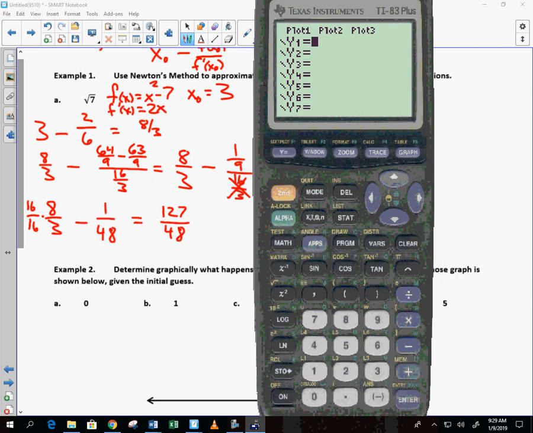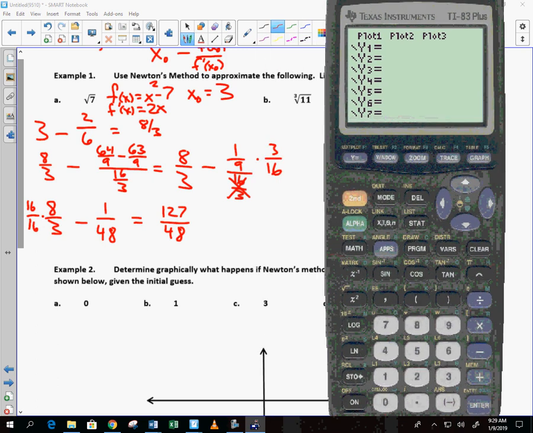So I have 8/3 minus 1/9 divided by 16/3. I'm going to take 1/9 times 3/16. Notice the 3 over the 9. That's going to be a 3 in the denominator. And 3 times 16 is the 48.